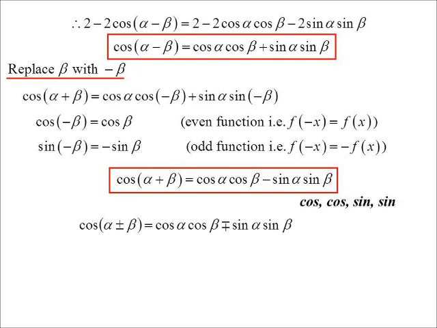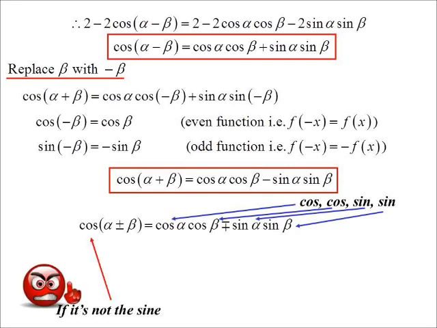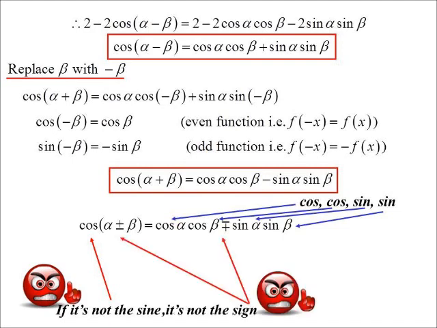It always goes cos, cos, sine, sine. See, cos, cos, sine, sine. But then, if it's not the sine, which in this case it's not, right, because it's cosine, then it's not the sine. So it's not plus, it's minus. See? So cos, sine. If it's not the sine, it's not the sine. Okay?